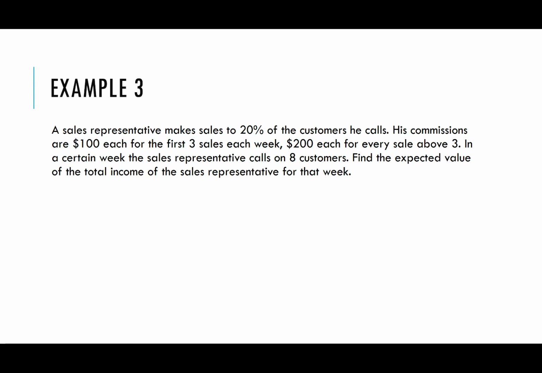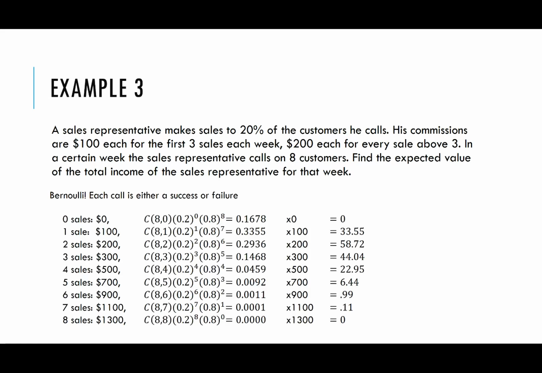Example 3: A sales representative makes sales at 20% of the customers he calls. His commissions are $100 for each of the first 3 sales, and $200 for each sale above 3. In a certain week, he makes 8 calls. Find the expected value of total income for sales represented for that week. So I'm just going to go ahead and put all the stuff on here, and I'll explain how it all works.